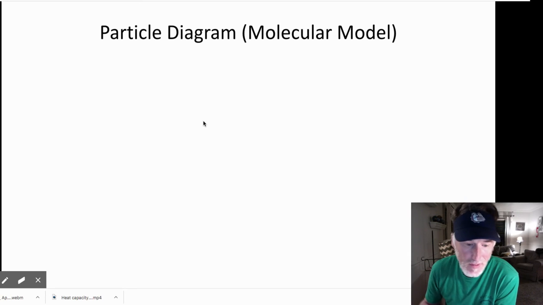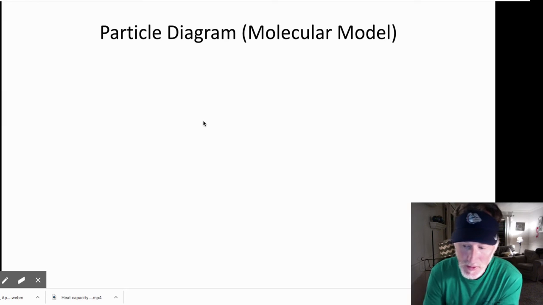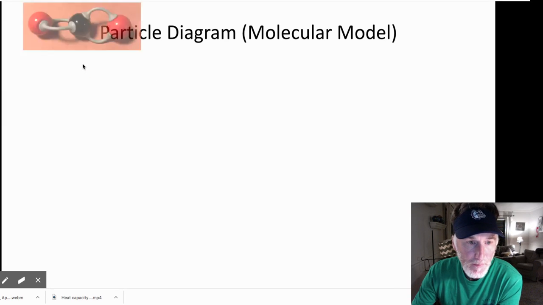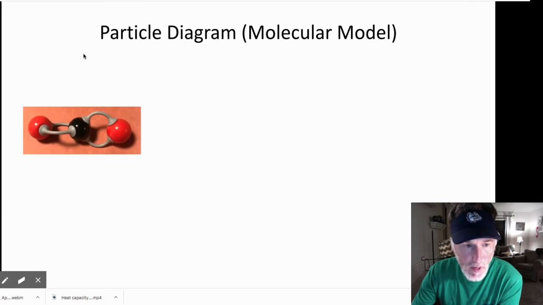But around the house, it's not a bad idea to grab some marshmallows, grapes, something, and actually build one of these molecules, and you'll have a better understanding of how it works. But we're going to look at it on a slide for right now.